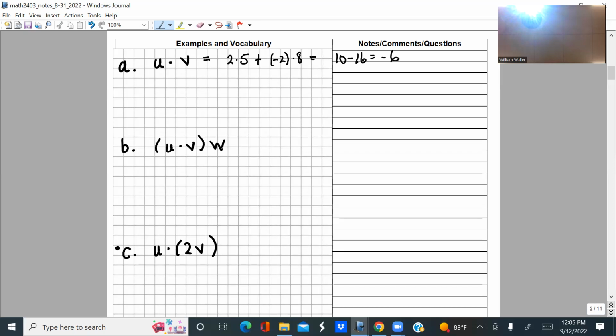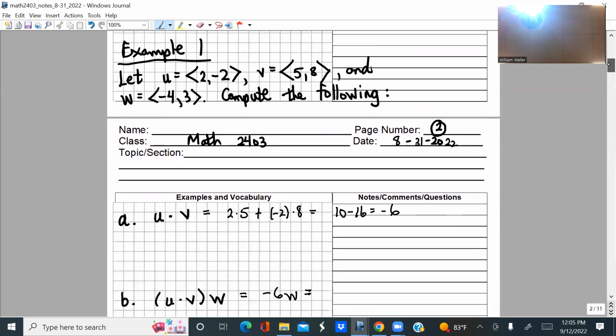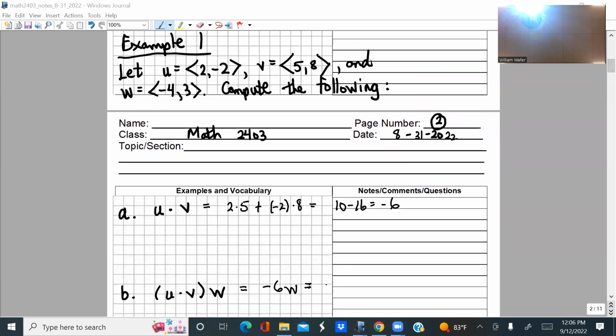Okay, let's try doing that. So u dot v, oh, we already calculated that, right? So that's minus 6. So I have minus 6 times w, and so this is just a scalar product, right? So we just have to remember what w looked like, and then multiply both components by that scalar. What was w? Minus 4 and 3. So we get, and notice you're going to get a vector here. This will be 24 and what, minus 18?